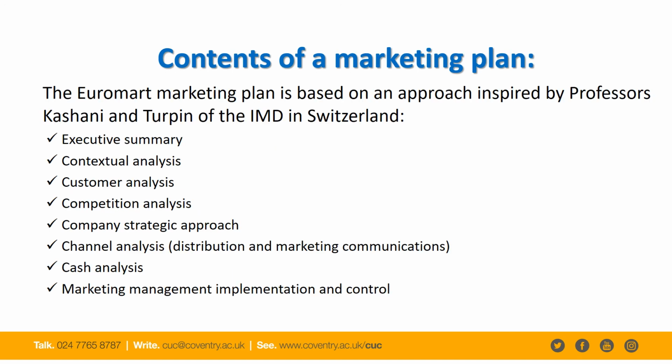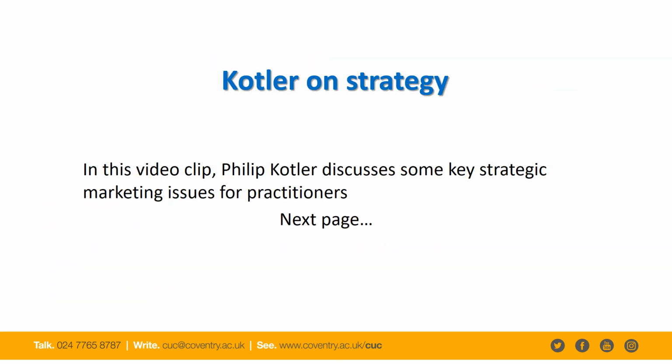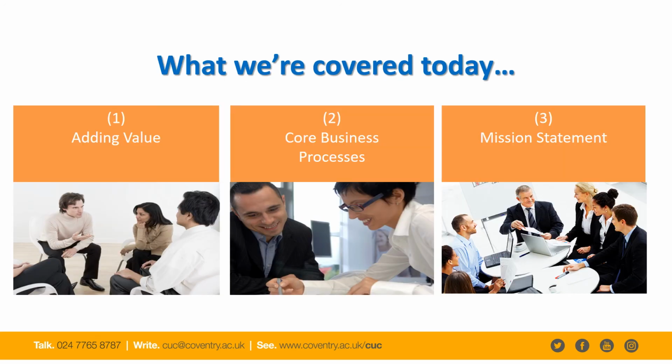So, the contents of a marketing plan will include your executive summary, contextual analysis, customer analysis, competition analysis, company strategic approach, channel analysis in terms of distribution and marketing communications, cash analysis, going back to the balance sheet and seeing what you have, and marketing management, implementation and control. So, Kotler on strategy. We're not going to look at this video, we'll do that in class.